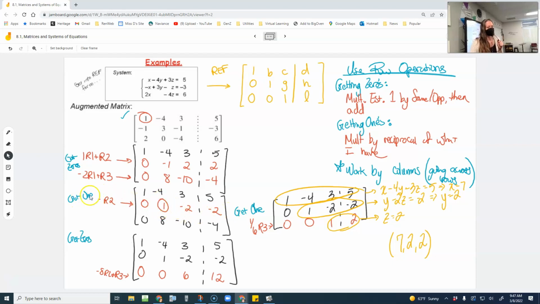Once I got my established 1 in the second column, what was my job? To get zeros. Now, did you notice that I said zeros yesterday? We actually ended up only getting how many in the second column? We only ended up getting a 0. Why? Because we were going to what form again? And row echelon only needs zeros where again?